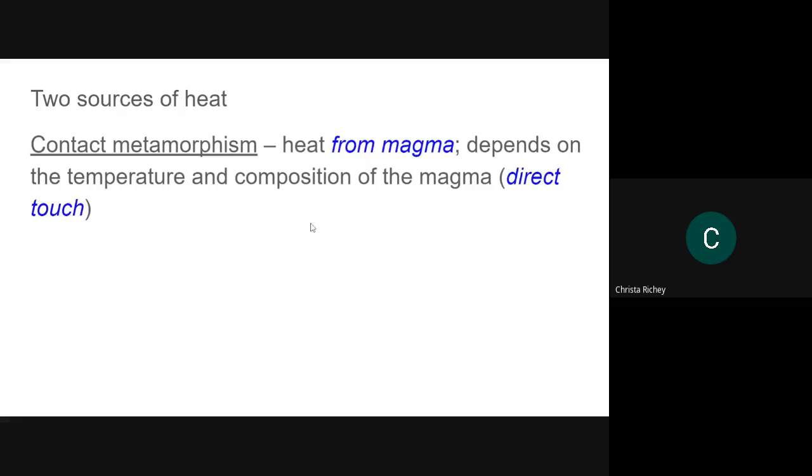Two major sources of heat. Contact means touch. If the country rock, the sedimentary rock on the surface, has an igneous intrusion where the magma is trying to come up, on the edges of that, you've probably noticed it looks like little hairs sticking out. That's contact metamorphism.